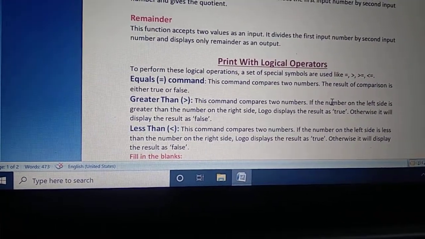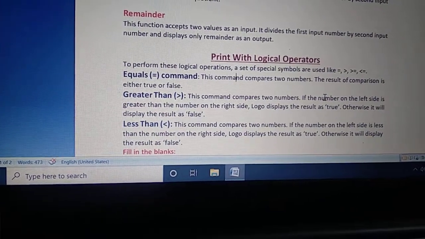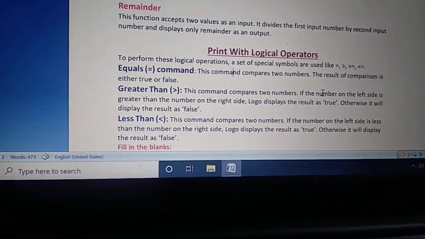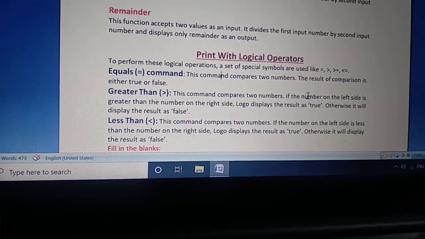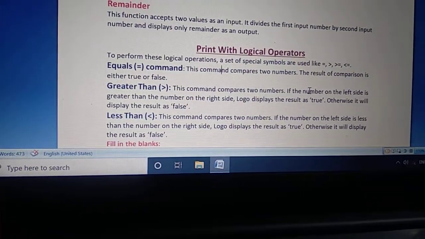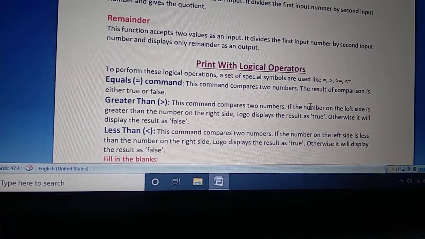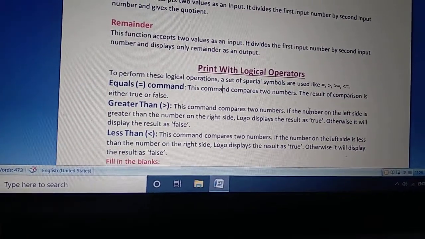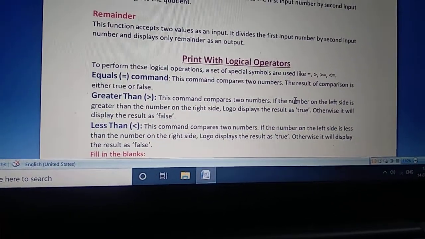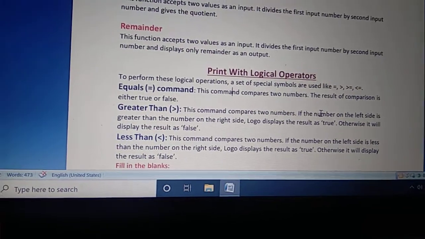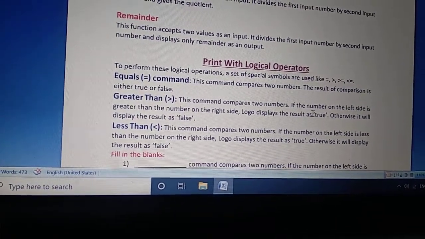So I am just going to read it. First is the equal to command. This command compares two numbers. The result of the comparison is either true or false. Next is the greater than. This command compares two numbers. If the number on the left side is greater than the number on the right side, the result will be true. Otherwise, it will display the result as false. And next is the less than, which I have already explained on the board. If the condition is true, the output will be true. Otherwise, the output will be false. Okay, so we have done this chapter.